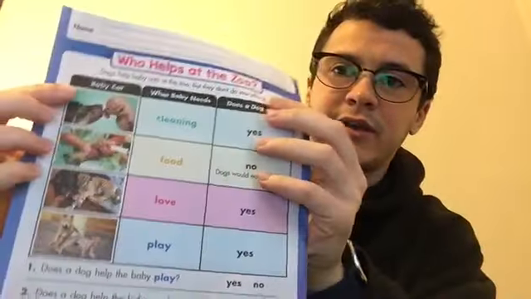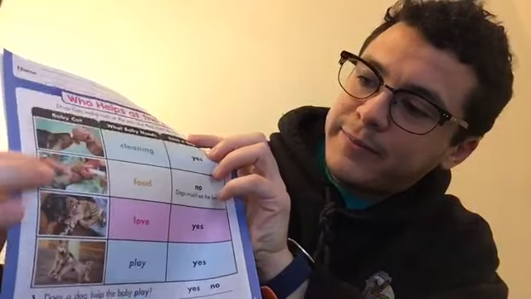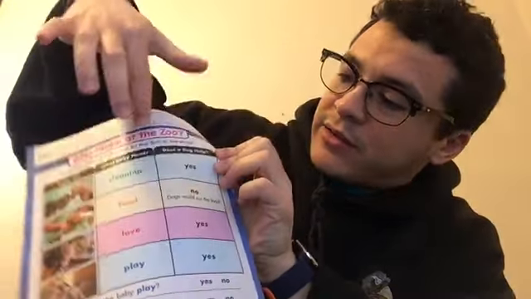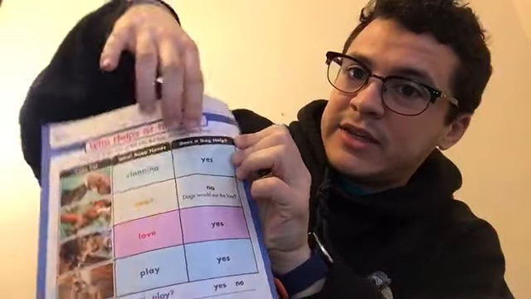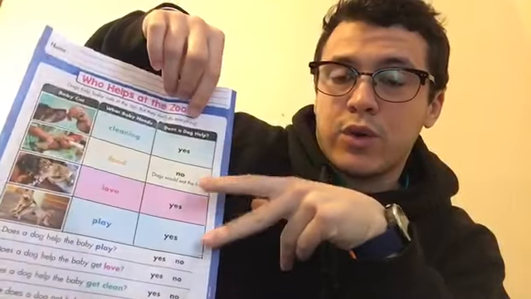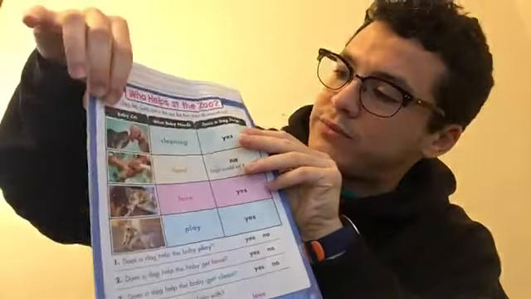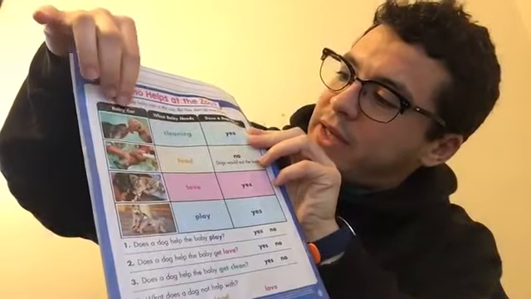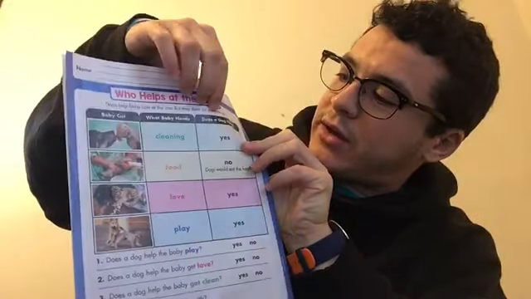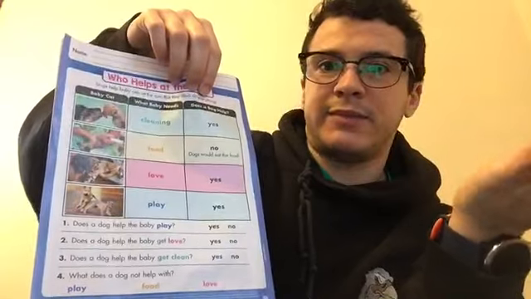So we see right here, we've got baby cat. What the baby needs is up here, and this is a list of all of the things that the baby needs. And this is, does a dog help? And it's going to tell you yes or no. So, what baby needs? The baby cat, what baby needs? Cleaning. Does a dog help? Yes. The dog helps to keep the baby clean.